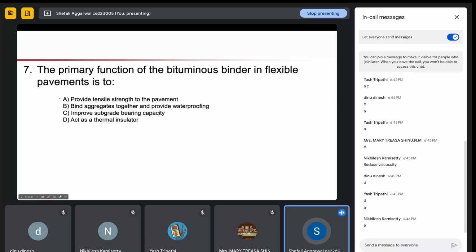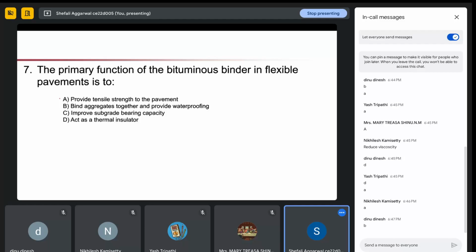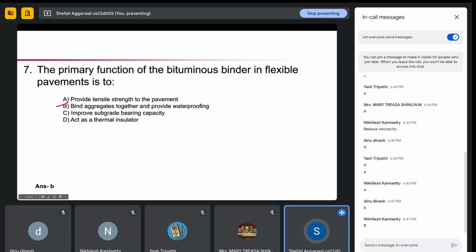So the primary function of the bituminous binder in flexible pavement is to provide tensile strength to the pavement, bind aggregates together and provide waterproofing, improve subgrade bearing capacity, or act as a thermal insulator. B. Bind aggregates together and provide waterproofing. Correct. So answer B is correct. Normally we provide bitumen to bind the different aggregates together, and it will provide waterproofing from the rainwater.